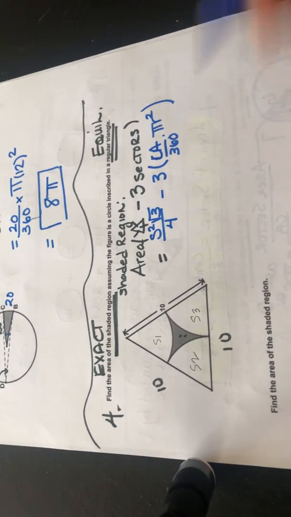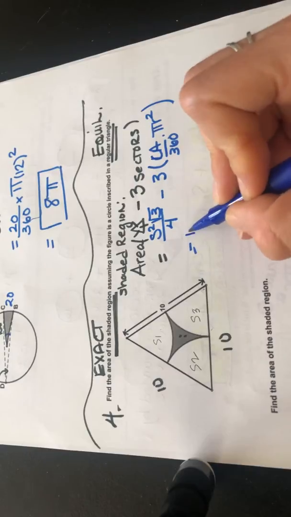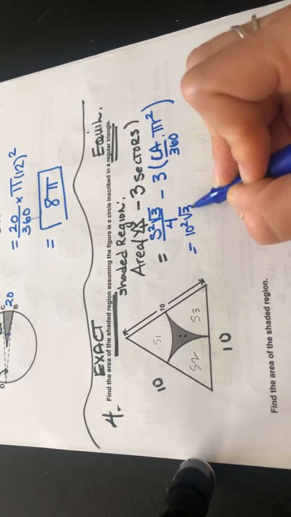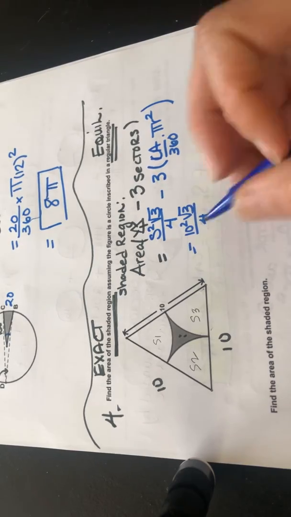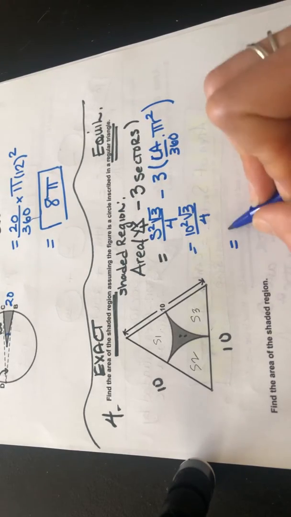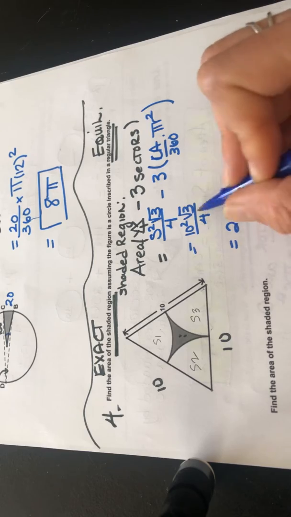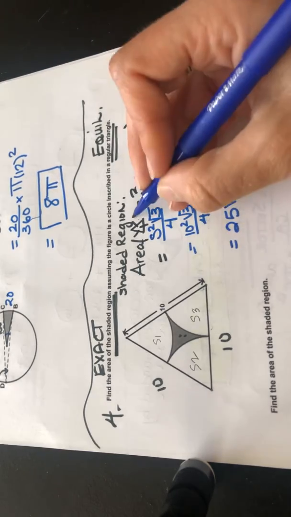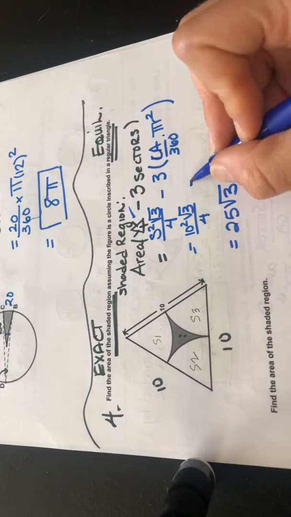All right, let's put some numbers in here. So we got a side squared. Well, sides are 10. 10 squared, rad 3 over 4. 100 divided by 4, we got our 25, and then we'll just trail the rad 3. Done. Area of the triangle. Check. All right, now let's do my 3 sectors.